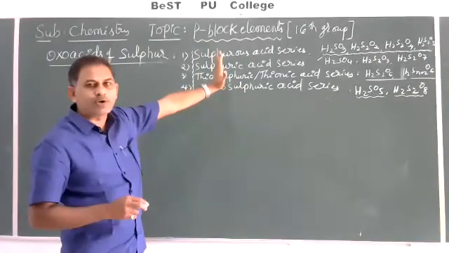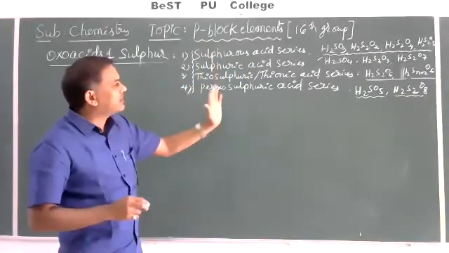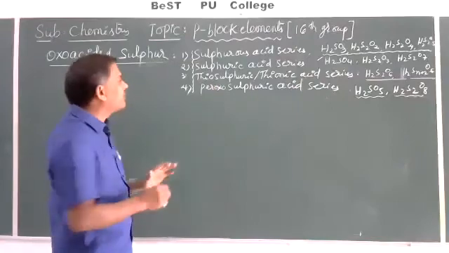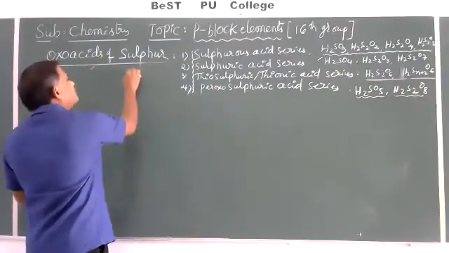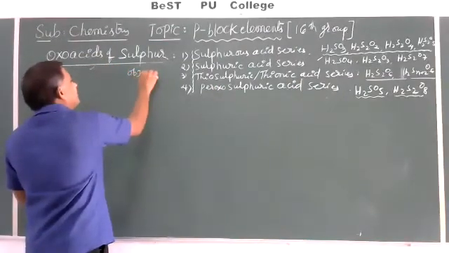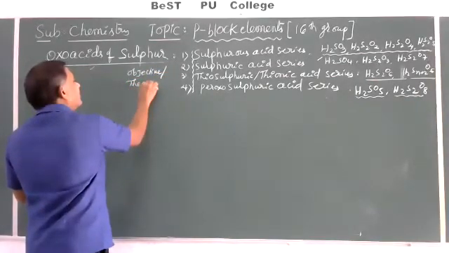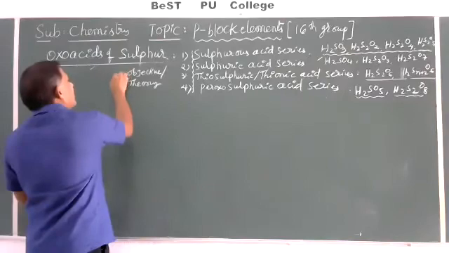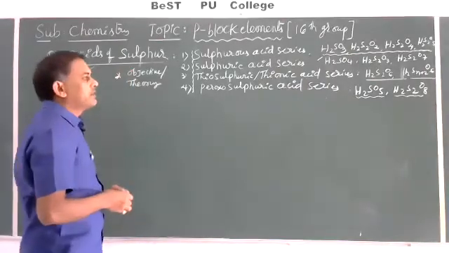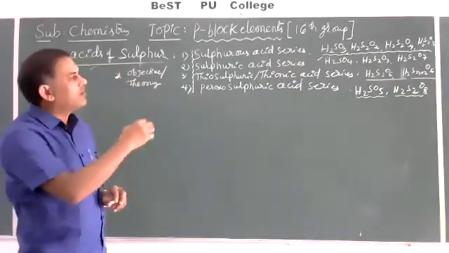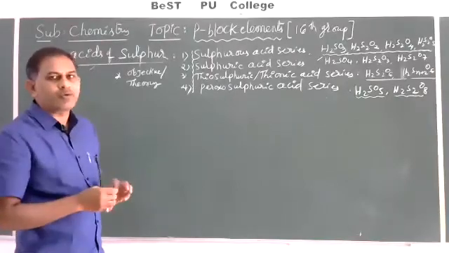I'll create one important table. Better you concentrate on these. These are very, very important for objective examination, as well as theory, for NEET or JEE, either oxidation state or name or structure. Very, very important concept here.